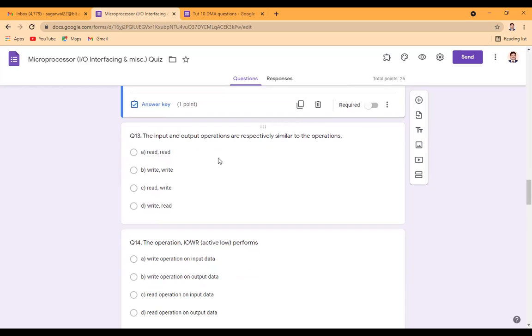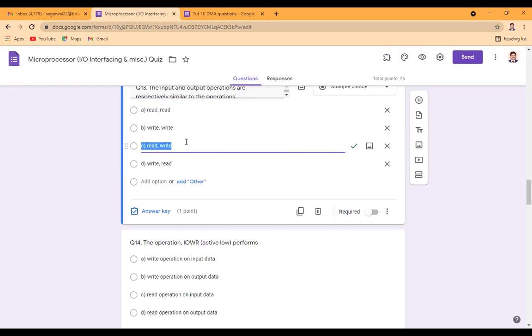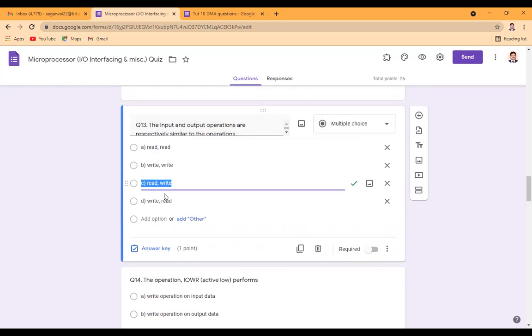The input and the output operations are respectively similar to which operation? Input means read, output means write. So the correct answer is C. If we want to input, it is a read. If we want to output, it is a write.